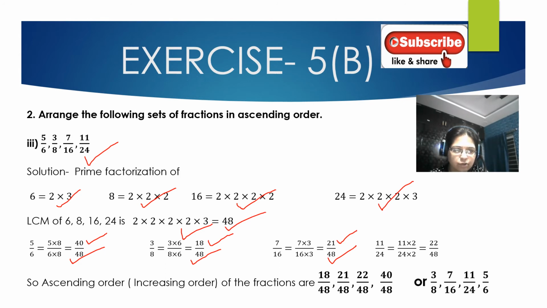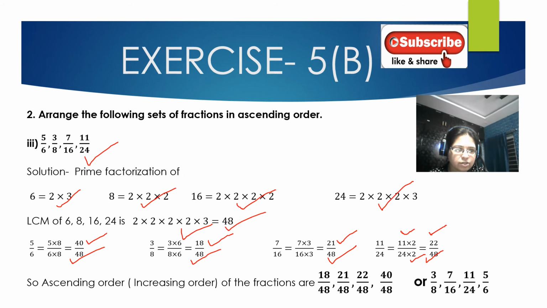Now we have to convert the fraction 11 divided by 24 into an equivalent fraction. Multiply the denominator 24 by 2, we get 48, which is equal to the LCM. So we multiply the same number 2 with both numerator and denominator. Multiplying the numerator 11 by 2, we get 22, and multiplying the denominator 24 by 2, we get 48. So 11 divided by 24 is equal to 22 divided by 48. They are equivalent fractions.